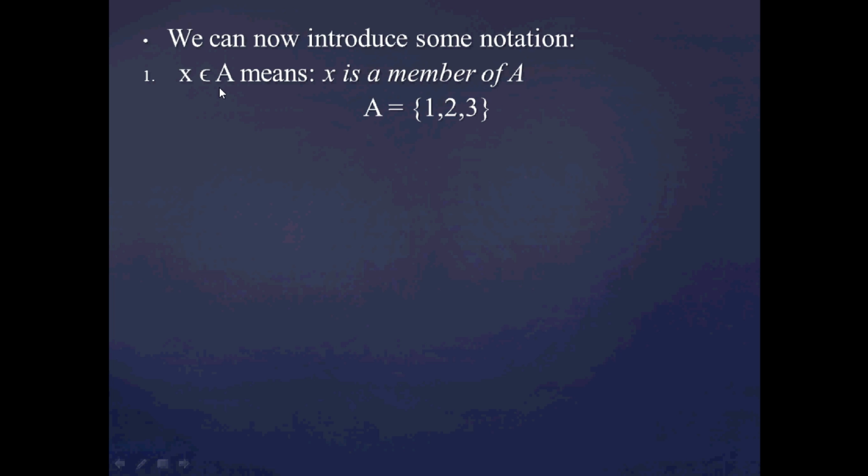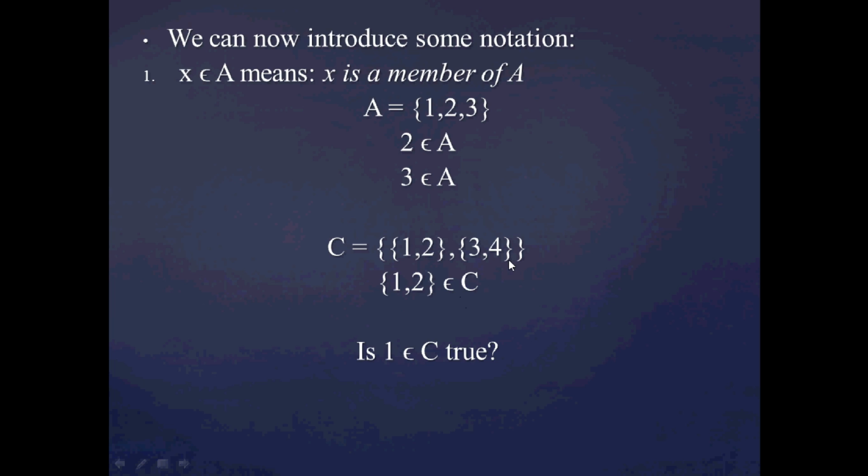So suppose I have the set A, which has 1, 2, and 3. So the object 2 is within the set A. It lives within the set A. And that will be denoted as such. And 3 is also within A. So suppose I have another set C. Again, this has two elements to it. It has a set {1, 2}, and has a set {3, 4}. So I can say that the set {1, 2}, as a whole object, is within the set C. And I can also say the set {3, 4} is within the set C.